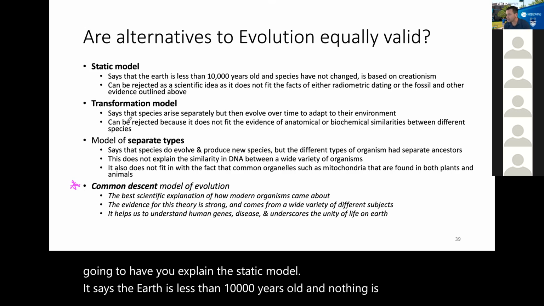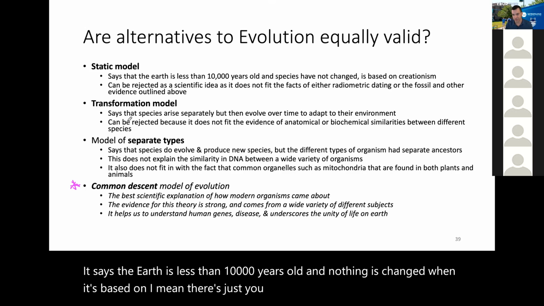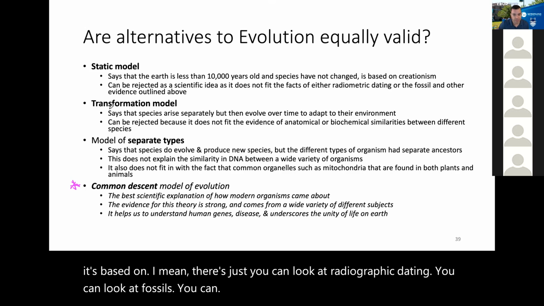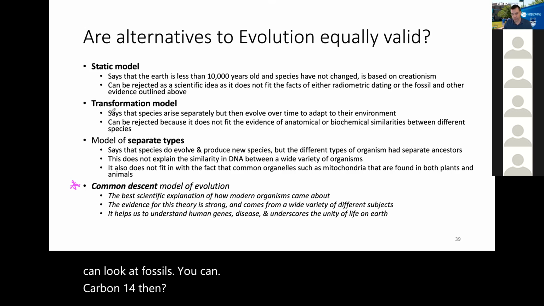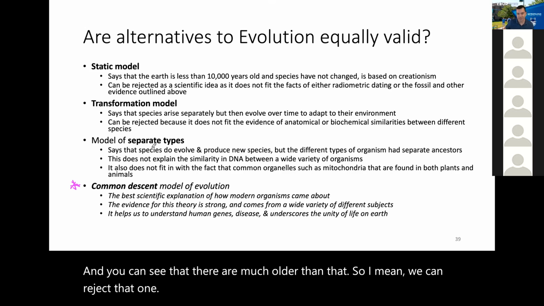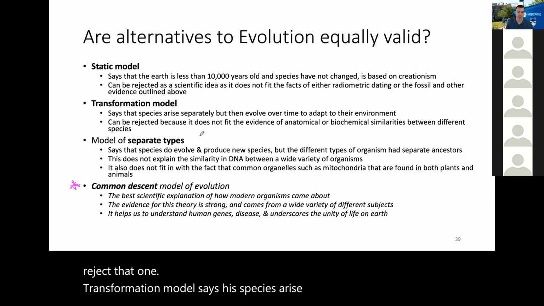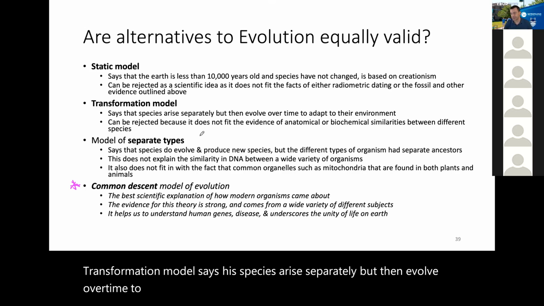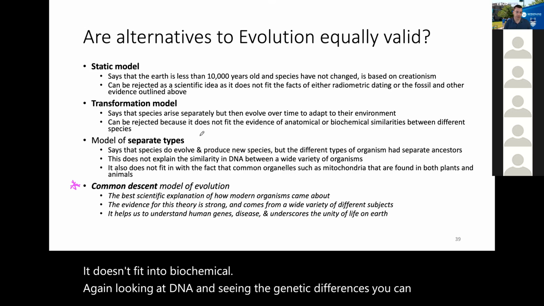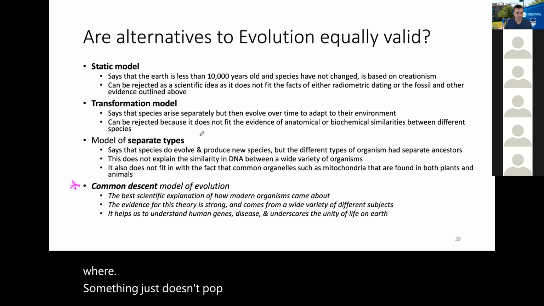What it's based on, you can look at radiographic dating. You can look at fossils. You can carbon-14 them. And you can see that they're much older than that. So, we can reject that one. The transformation model says that species arise separately, but then evolve over time to adapt. It doesn't fit into anatomical. It doesn't fit into biochemical. Again, looking at DNA and seeing the genetic differences, you can see where something just doesn't pop up all of a sudden out of the ground.